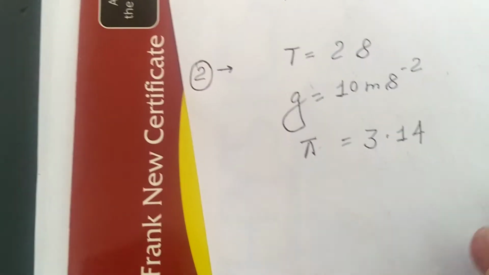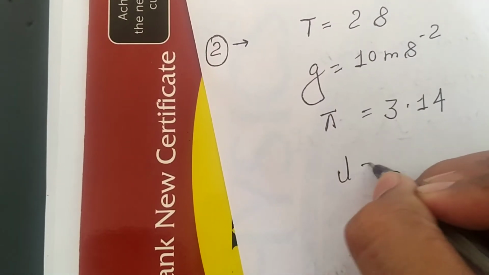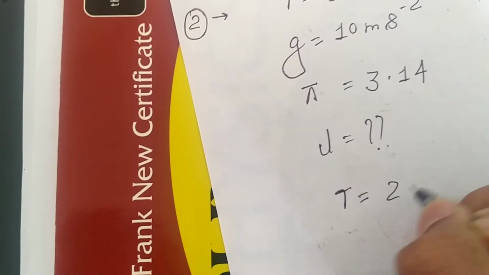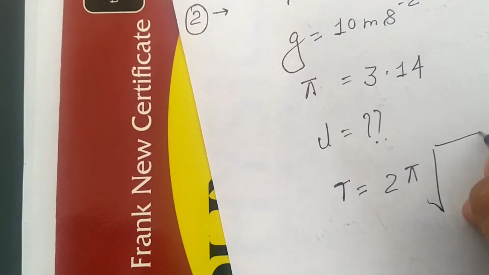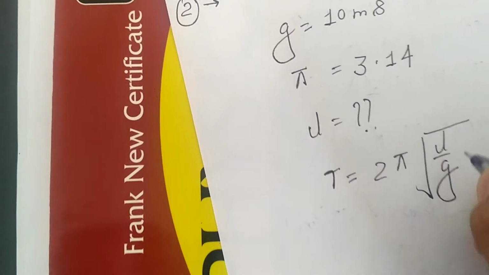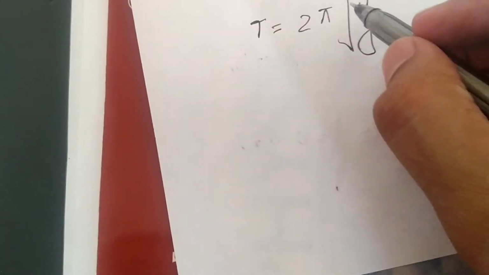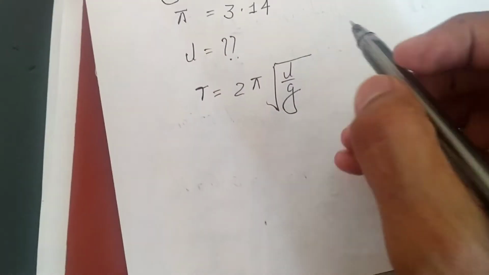What do I have to calculate? I have to calculate the length. So what is the formula? The formula is T equals 2 pi under the root L upon g. I can square it on both sides, because when squaring both sides, this root will be removed. If I square, this root will go off.